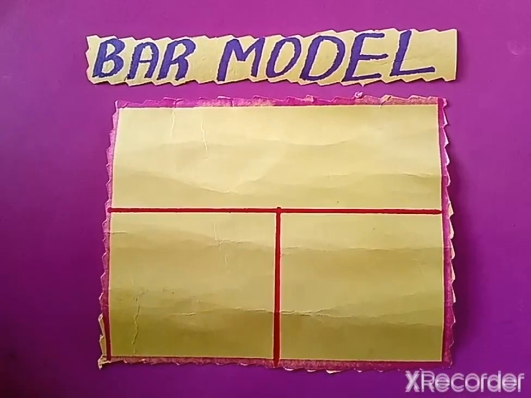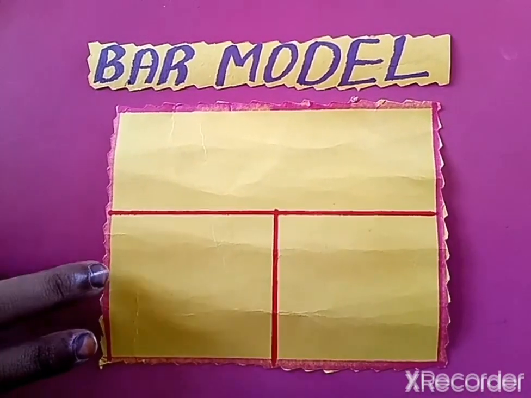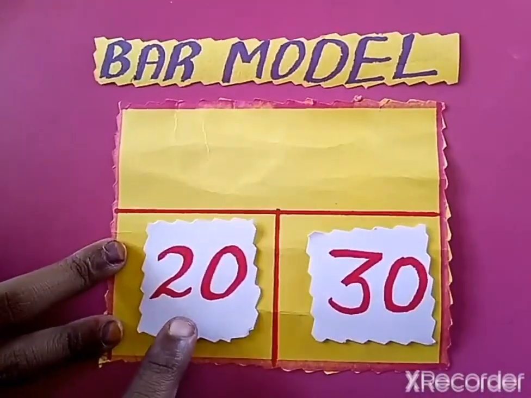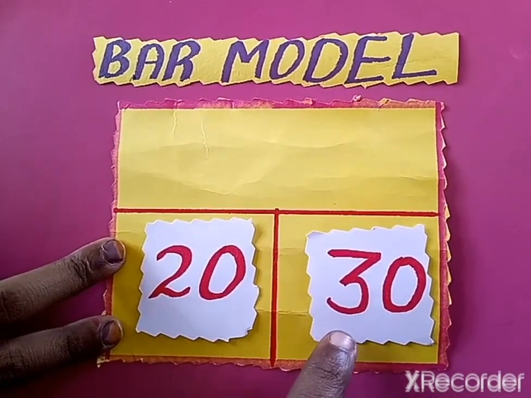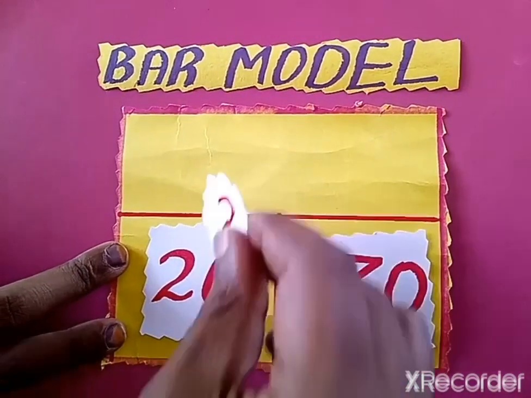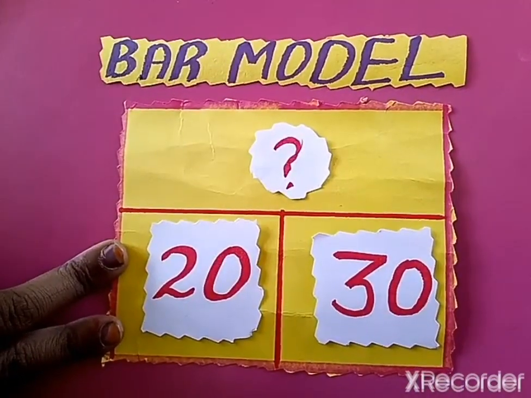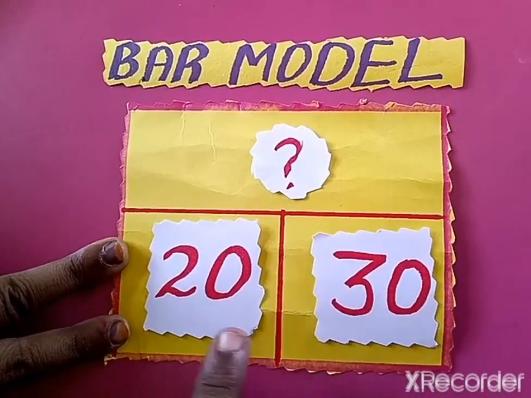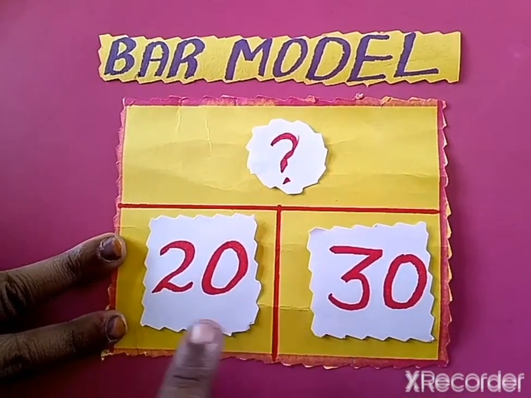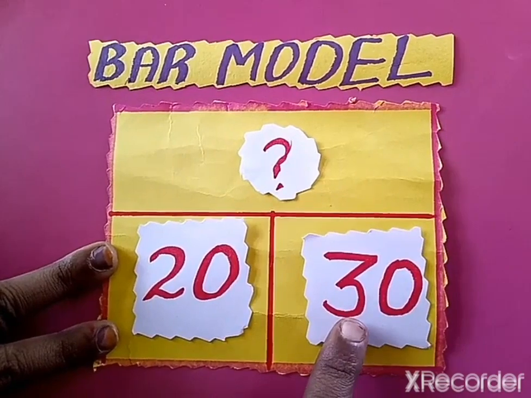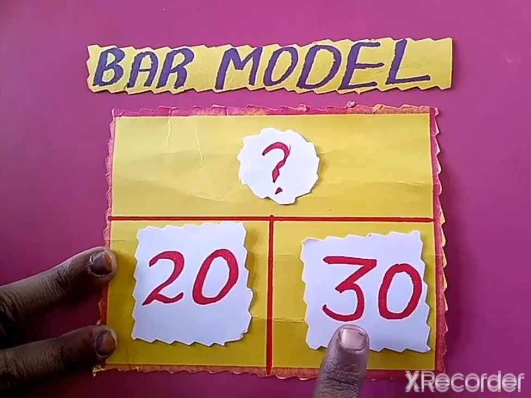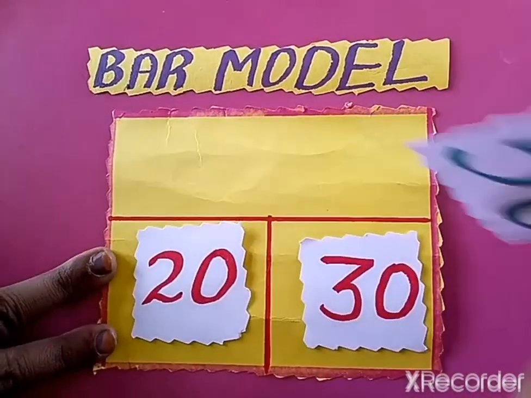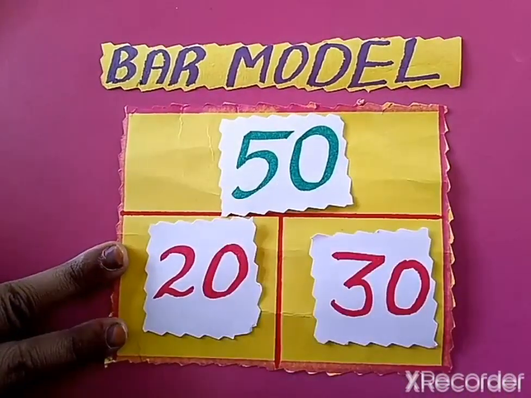Just watch out this example. Here, in the parts, I have the numbers 20 and 30. So, these are the parts, numbers 20 and 30. Now, I don't know what is the number, it will come in the whole part. So, to get this whole part, what I must do is, I must add these two numbers, what is there in the parts. So, I have 20 plus 30. What do you get if you add 20 plus 30? Yes, it is 50, right? So, in the whole part I have to write 50.